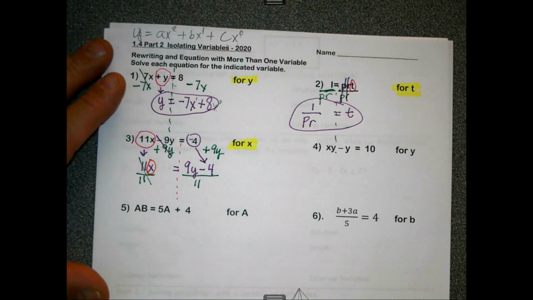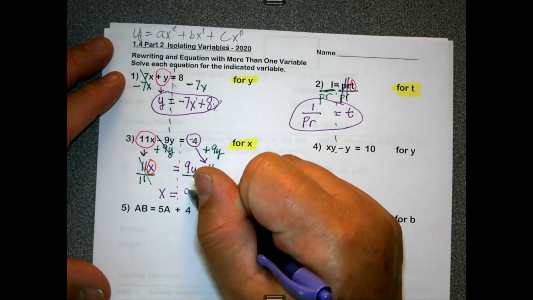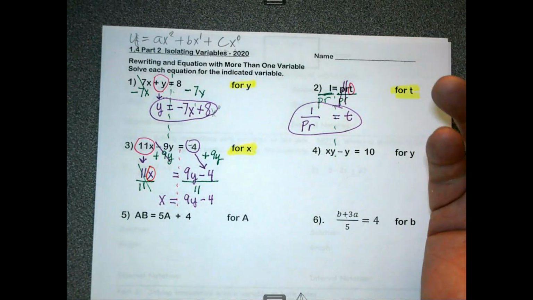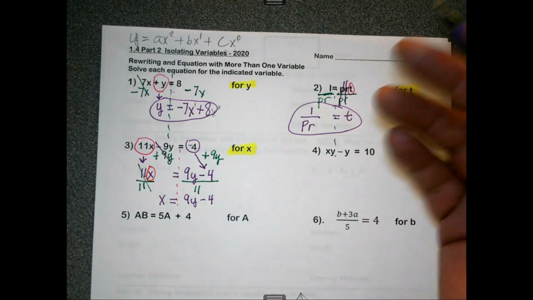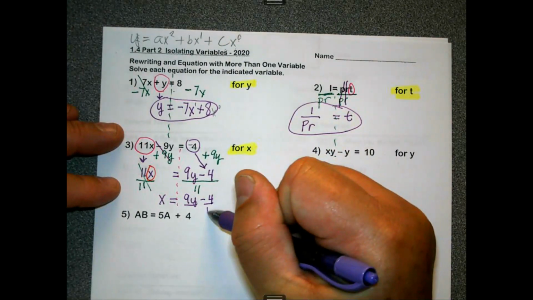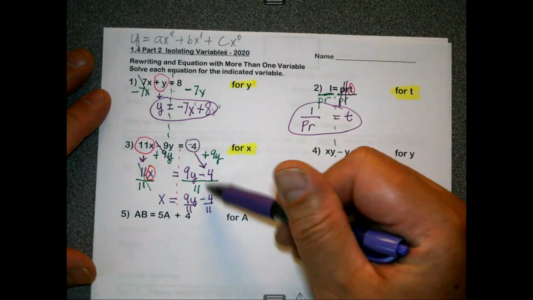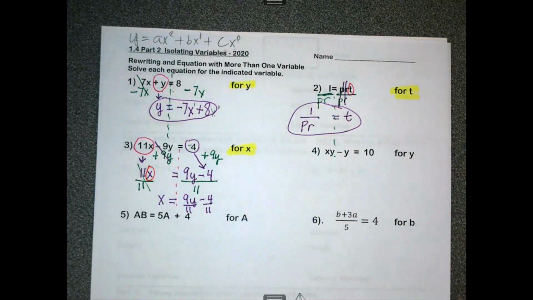So x equals 9y minus 4 over 11. Now, if you're going to simplify, take it a couple of steps further. This one you can't, but a lot of problems you can. You could separate these into two fractions and simplify them. I don't care. Either form is fine. If it's unsimplified, I'm good with that.